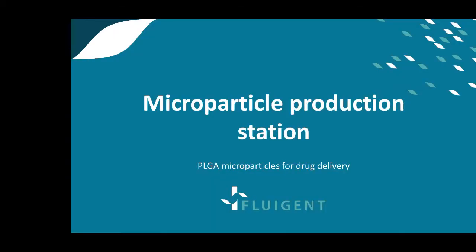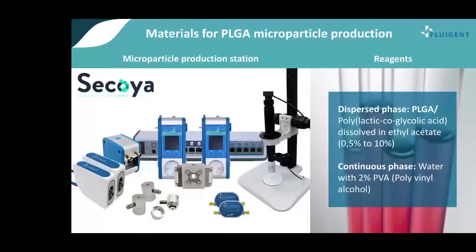So I presented the advantages of microfluidics in general, but today I would like to present the microparticle production station that we have developed in collaboration with Sequoia. I would like to show you an example that we made using this microparticle station for PLGA microparticles for drug delivery. The station gathers all the instruments that you need to make a first experiment with microfluidics and generate microparticles easily, from microscope to fluid handling solution and droplet generator device. In terms of reagents, the dispersed phase is PLGA, polylactic-co-glycolic acid, dissolved in a solvent, ethyl acetate, at different concentrations. The continuous phase is water with 2% polyvinyl alcohol, which is a surfactant.